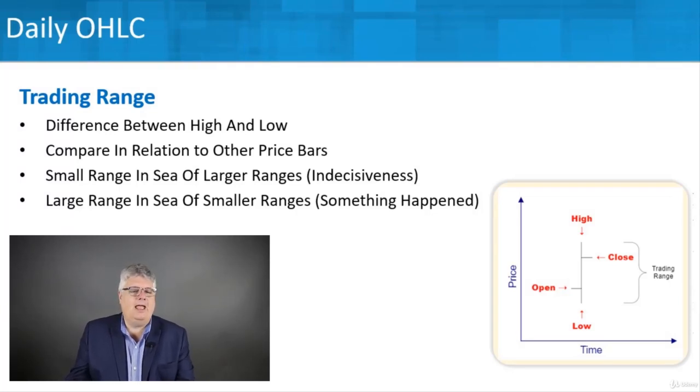And you can also link that to the volume, how much trading is going on too, because trading range is just looking at the price, where volume is looking at the actual number of trades happening, and then together they can give you some good indications.